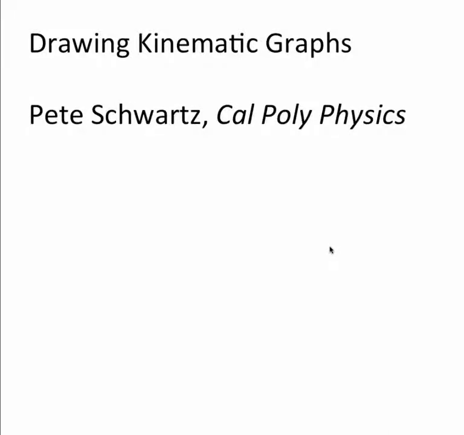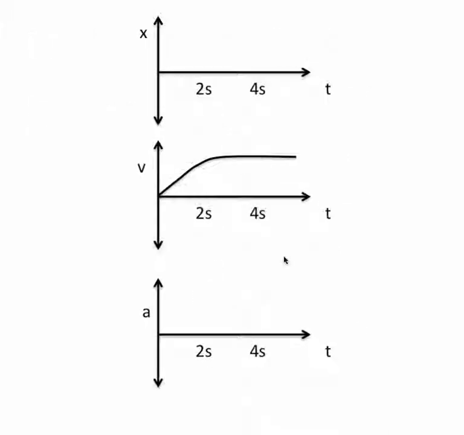So how do we draw kinematic graphs? For instance, let's say I give you a velocity versus time graph. This graph tells you how your velocity starts at 0 and increases for 2 seconds and then continues on at that same high rate afterwards. How are we going to draw the displacement graph and the acceleration graph from this graph?